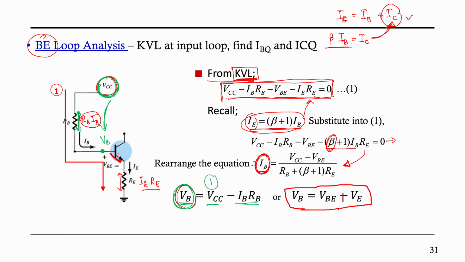Another way is by looking at the down part, where VB is equal to VBE plus IERE. It must be plus here; please make a correction if your slides are written as minus. So VB equals VBE plus VE. You can use either equation, both are correct. So this is your BE loop analysis, which is your input analysis.